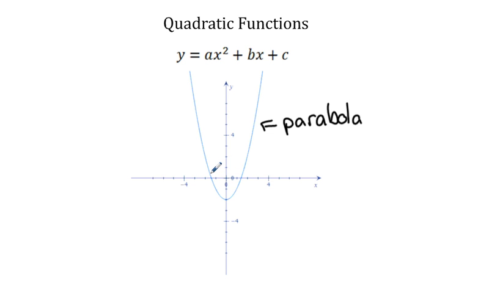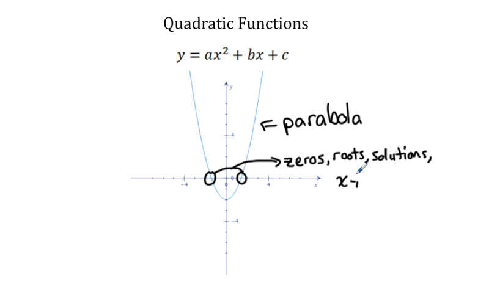Now, the special part of the parabola that you're going to be asked to find many, many times are these points right here. These points are what we call zeros, because the y value at those points is 0. So if you're asked to find those, you plug in 0 for y. Other names for that, they may ask you to find the roots. They may ask you to find the solutions. Or they may ask you to find the x-intercept, which you should be familiar with from a linear graph.